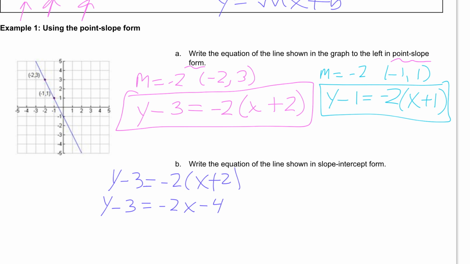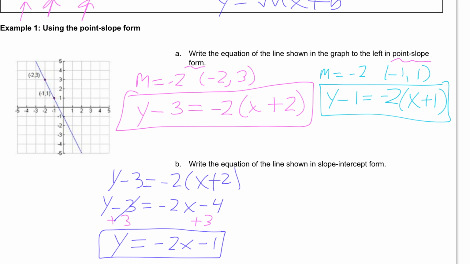Then, since I'm getting y by itself, I need to get rid of the -3. To do that, I can just add 3 to both sides. By adding 3 to both sides, that will cancel. I get y equals, on the right-hand side, I'm looking for like terms. Well, I can combine together my constants. So -4 plus 3, and I get -2x minus 1. This is slope-intercept form. So the same line, one in point-slope form, one in slope-intercept form. And I just want to show you that it doesn't really matter which point-slope form you start with.